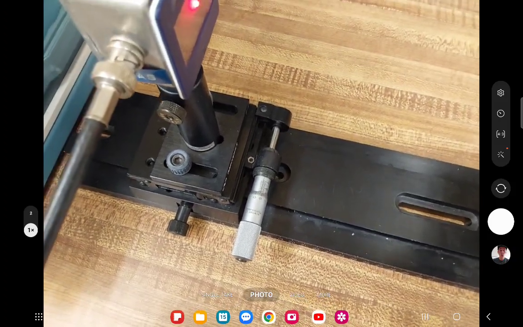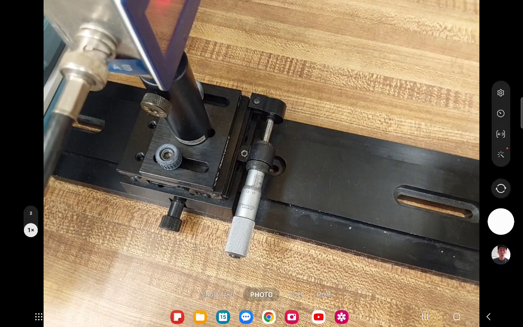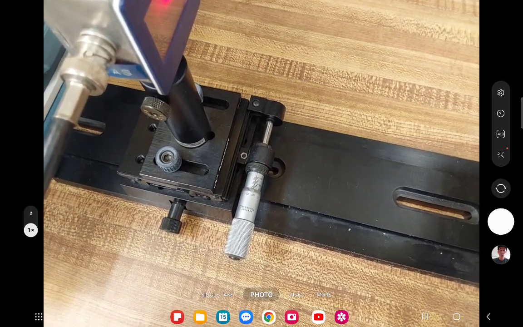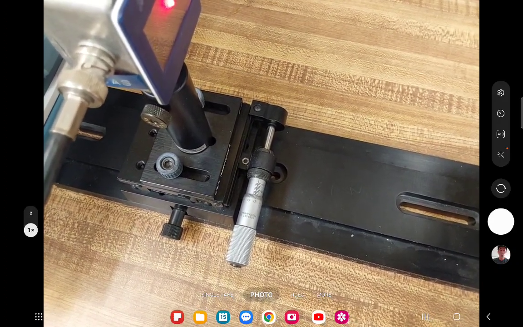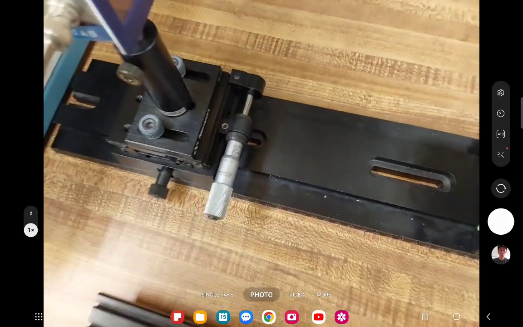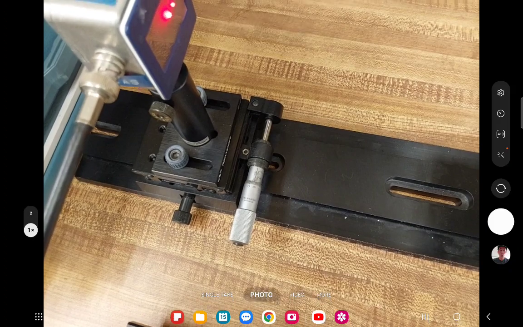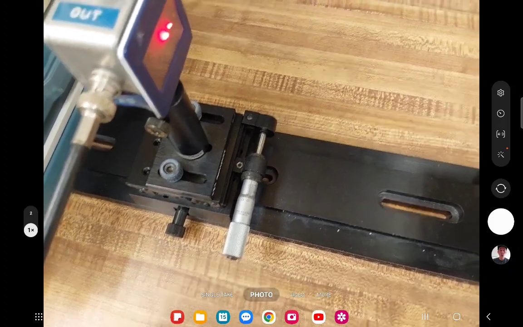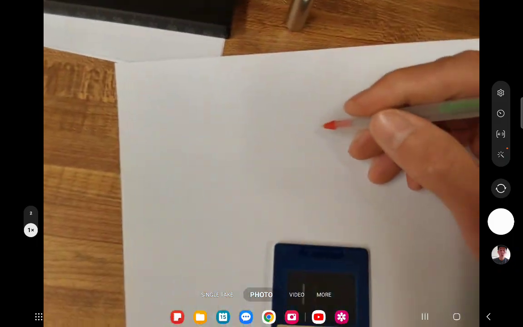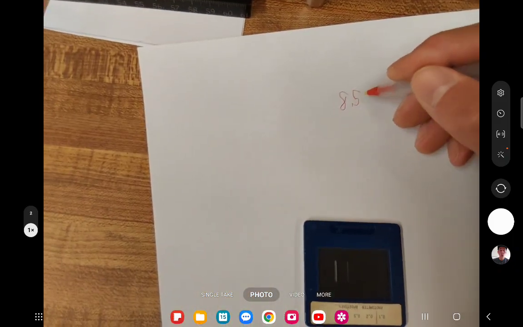8.504. Whoa, is that right? 8.5. Sorry, no, it's 8.55. Yeah, sorry, it's 8.54. 8.54 is the initial location, so 8.54 millimeters.